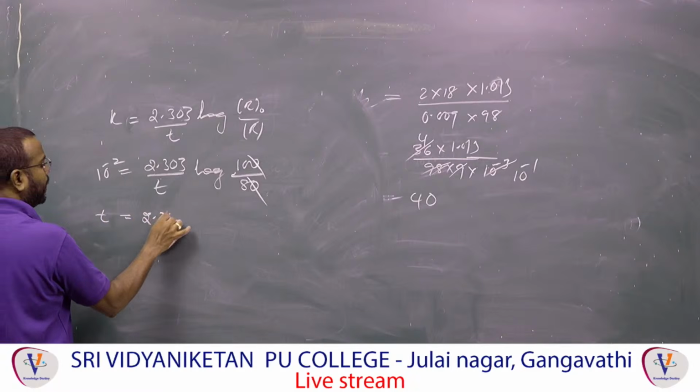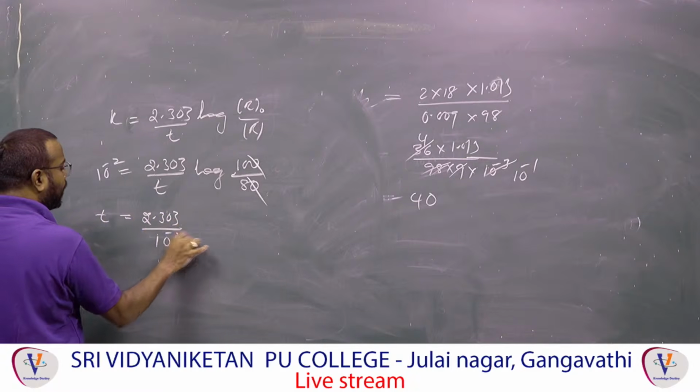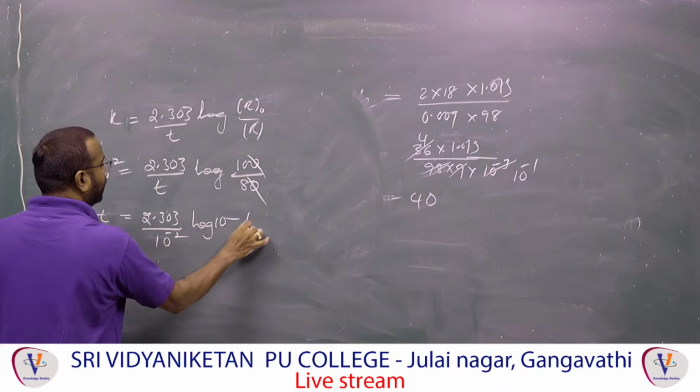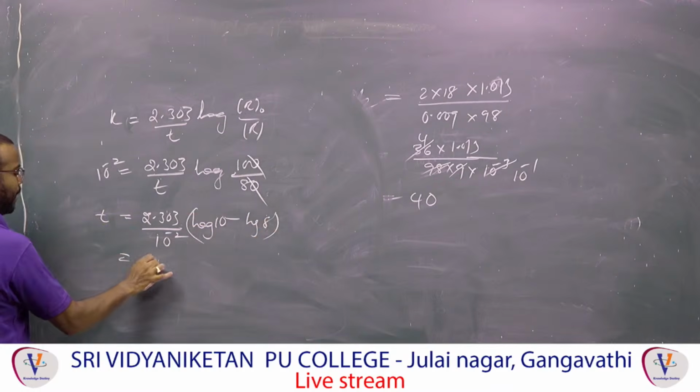T equals 2.303 divided by 10 to the power minus 2. Log 10 minus log 8 is what we get.